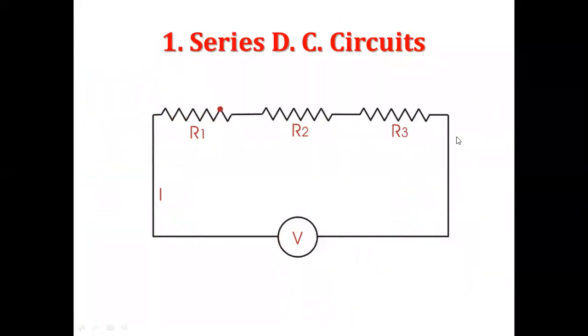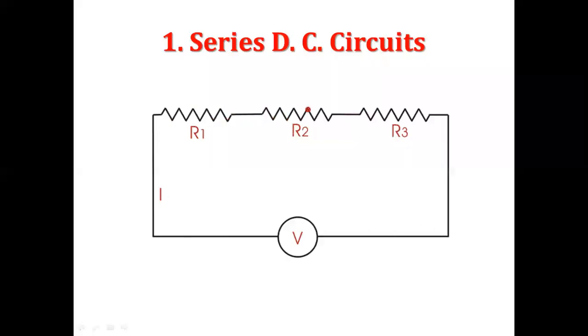Next, a series DC circuit. How is the current flowing here? See here, the current I is flowing from this voltage source. It will flow along the dotted line through R1, then R2, then R3, like that. Whatever the total voltage is, some voltage drop will occur here, some here, and some here.